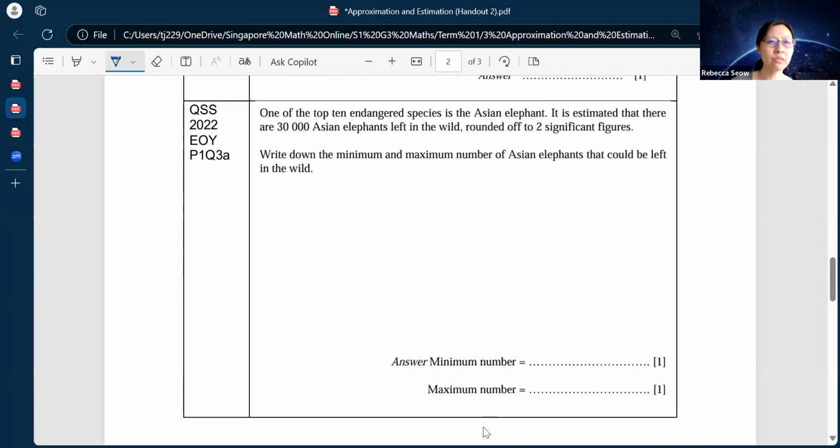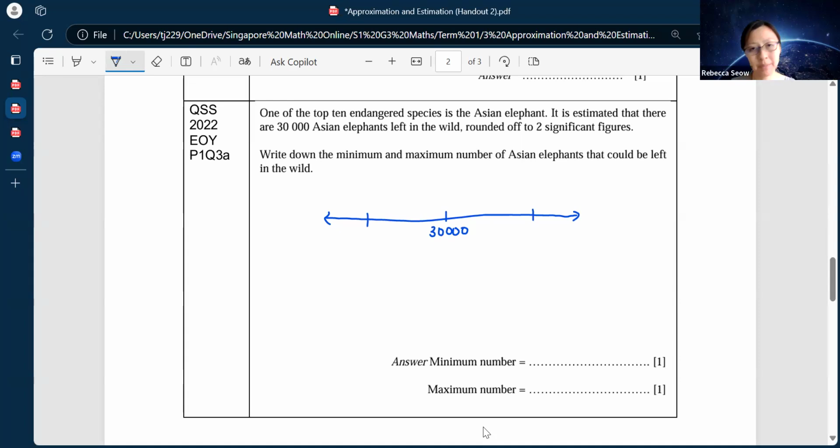USS Queensway Secondary School, 2022 EOY, paper 1, question 3A. One of the top 10 endangered species is the ancient Asian elephant. It is estimated that there are 30,000 Asian elephants left in the world, rounded off to 2 SF. Write down the minimum and maximum number of Asian elephants that could be left in the wild. So again, let's draw a number line. And I am going to place 30,000, the rounded value, in the middle of the number line. And another 2 markings, one to demarcate the minimum number and one to demarcate the maximum number.